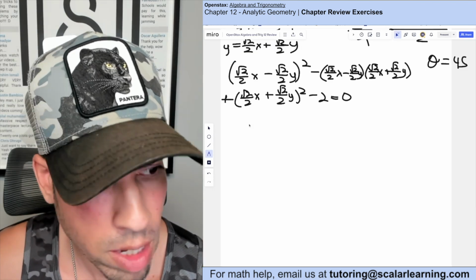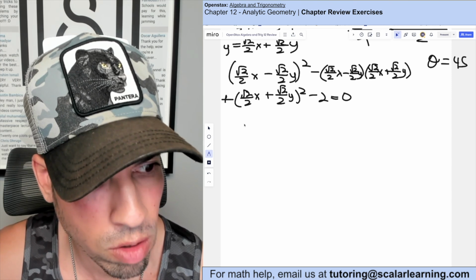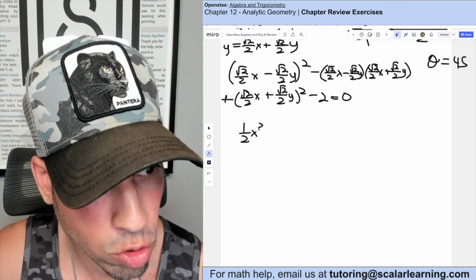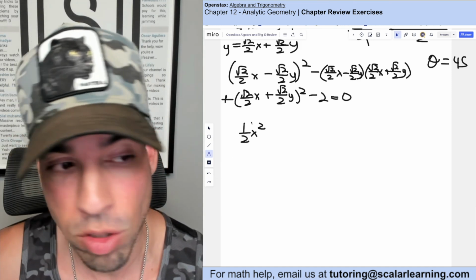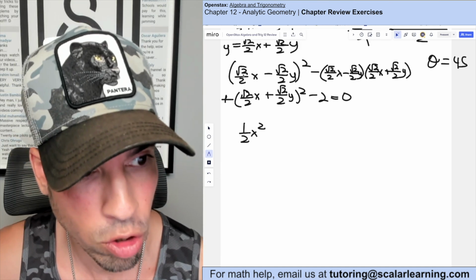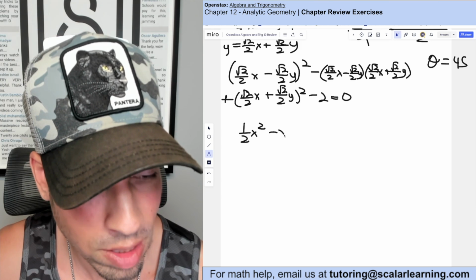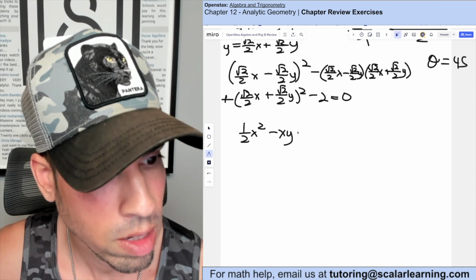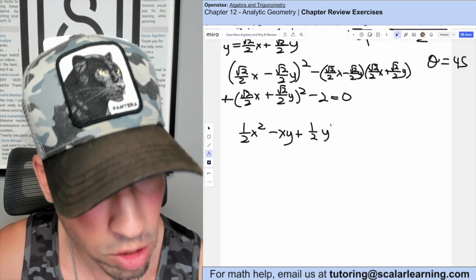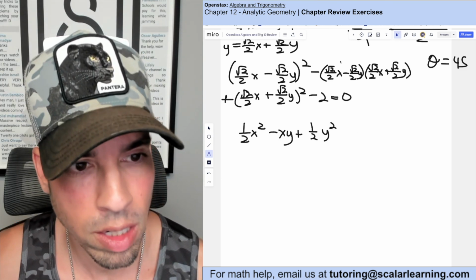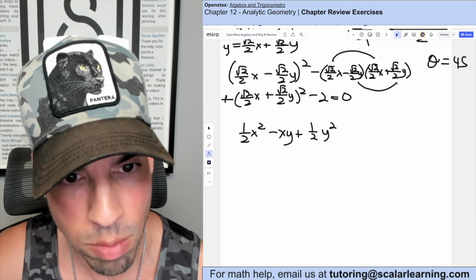So now as we FOIL out this binomial, it's going to be rad 2 over 2x times itself is 1/2 x squared. Then it's these guys multiplying against each other and doubling that. That's how you'd FOIL it out, right? Those are going to be the middle terms. So that's going to be negative 1/2 xy times 2 is just negative 1xy. And then plus this times itself, which is again 1/2 y squared. Now these we're going to get almost like a difference of squares situation. So we really only have to write down the product of these and the product of these.